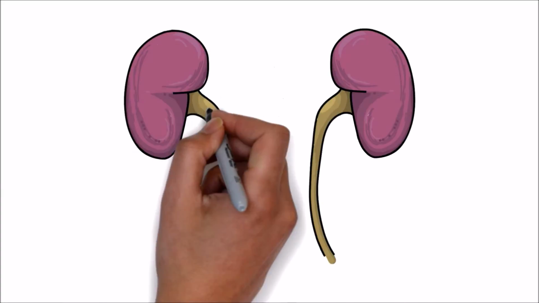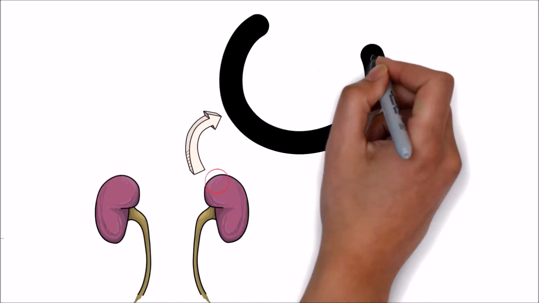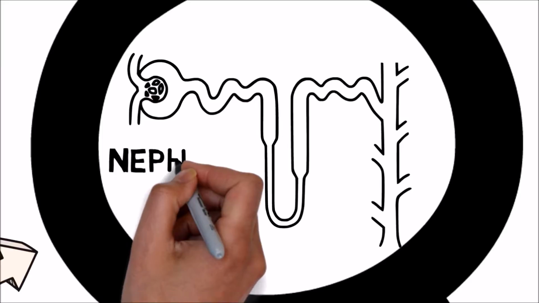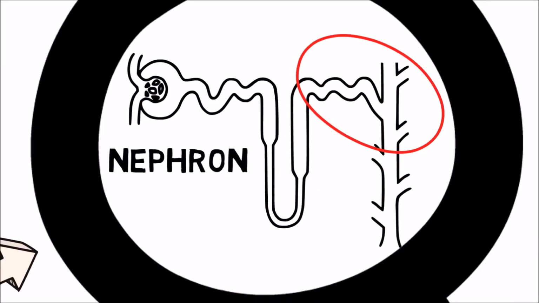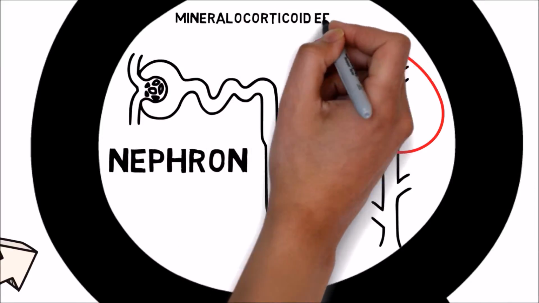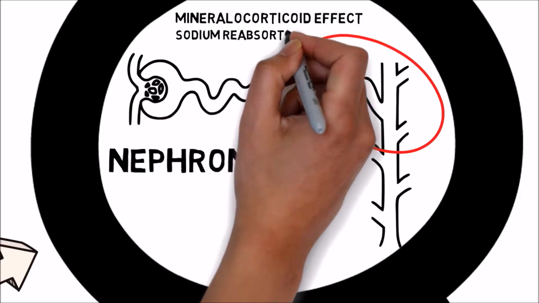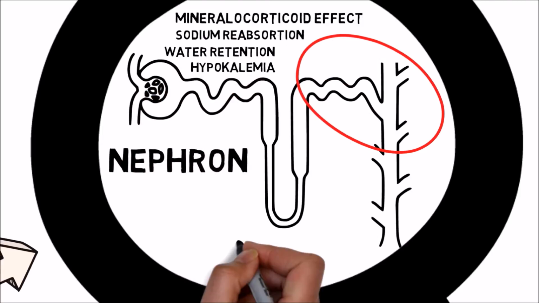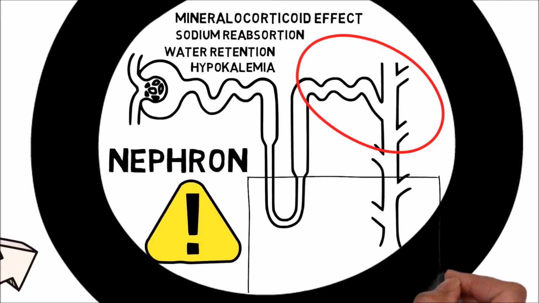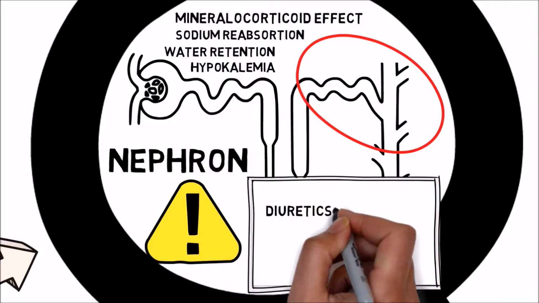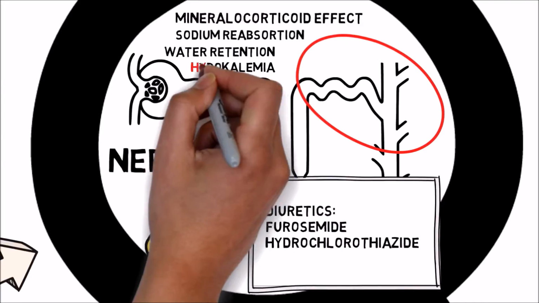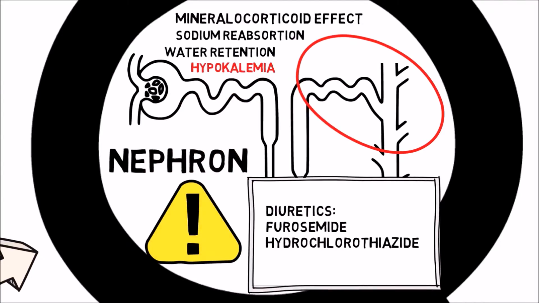The high concentration of glucocorticoids generates a mineralocorticoid effect. It will act on the distal portion of the nephron, increasing the reabsorption of sodium and water retention and resulting in potassium loss. So this action can cause hypokalemia. So it is necessary to be cautious when receiving diuretics such as furosemide or hydrochlorothiazide because they can lead to severe hypokalemia, since both drugs lead to potassium loss.